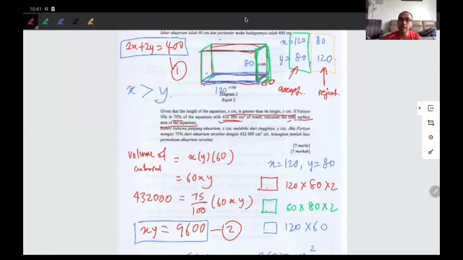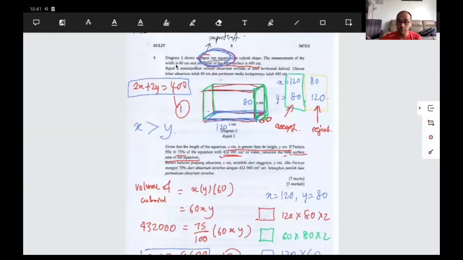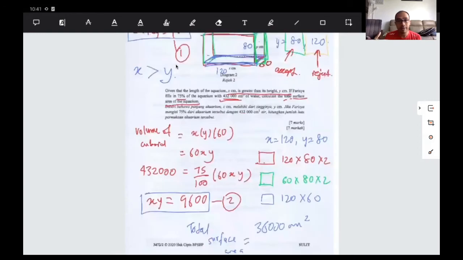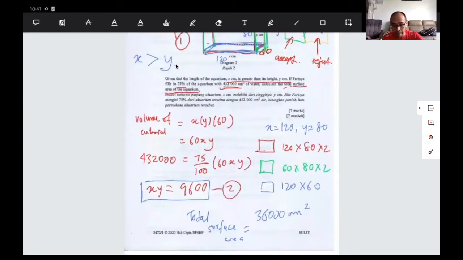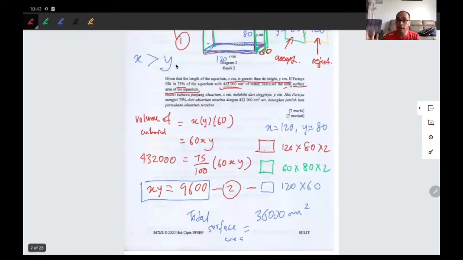So this question is actually very good because dia macam soalan trick lah. If you didn't read the question properly, you would have forgotten that it is an open top aquarium. So quite a number of people that have sent this to me, they go and times 2 over here, which cannot because you only have the bottom, you don't have the top. So yeah, be very careful.